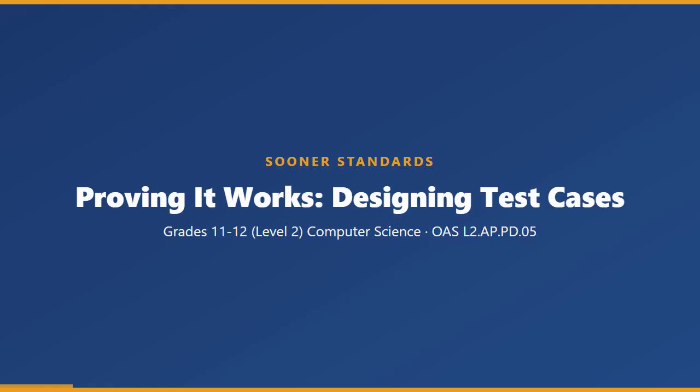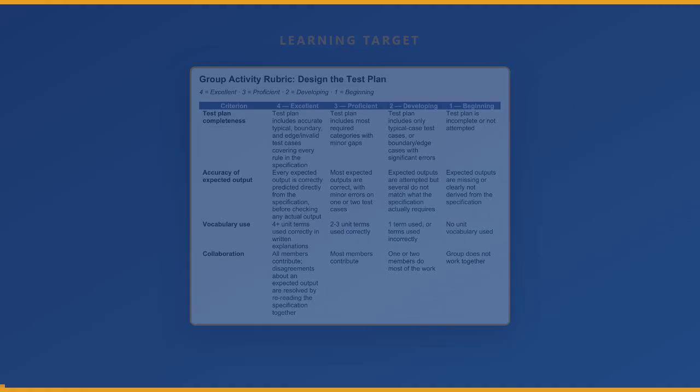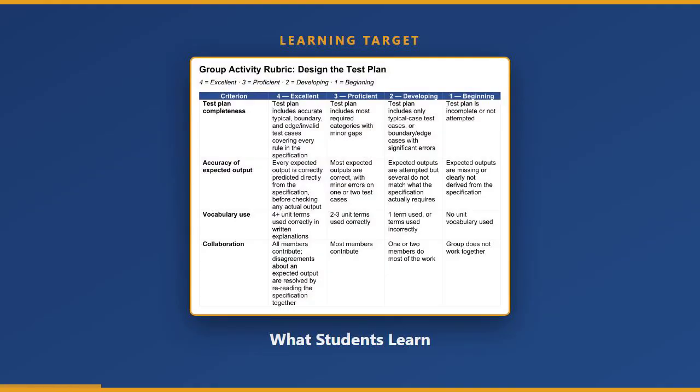From Sooner Standards: Proving It Works, Designing Test Cases, a complete grades 11 to 12, Level 2 Computer Science unit for Oklahoma Standard L2.AP.PD.05. Students learn to develop a series of test cases covering typical, boundary, and edge/invalid inputs and use them to verify whether a program performs according to its written design specification.